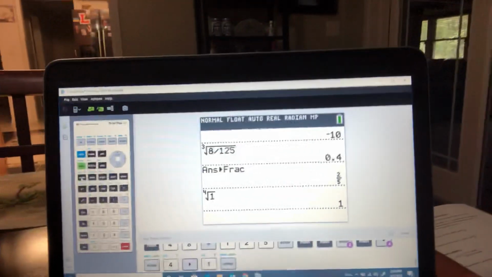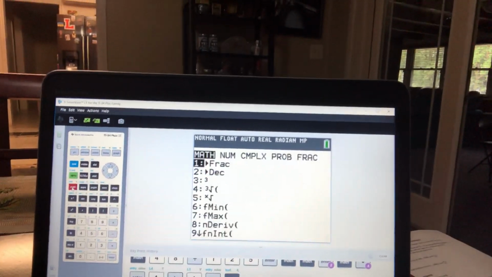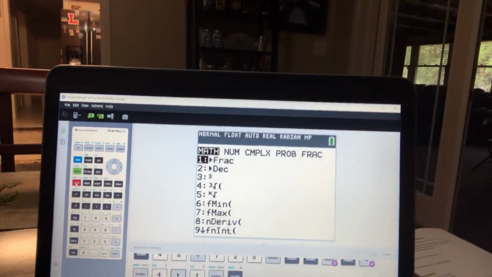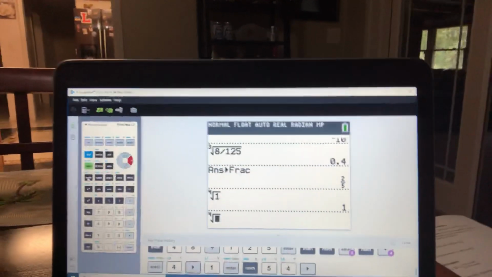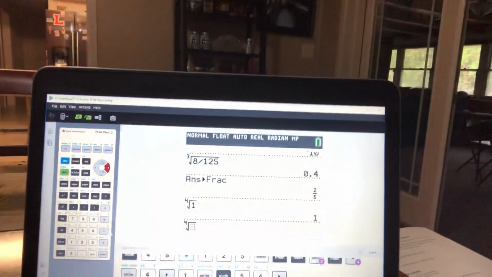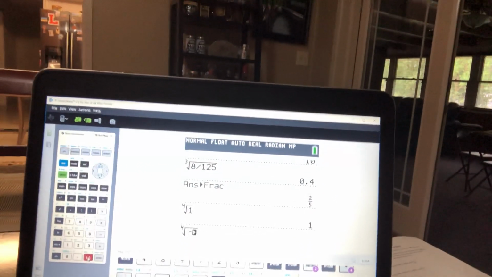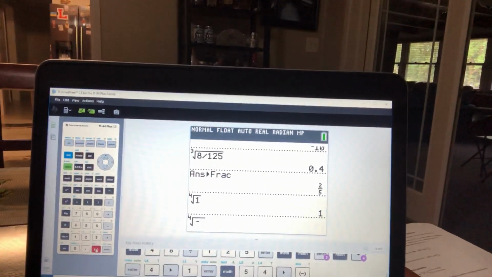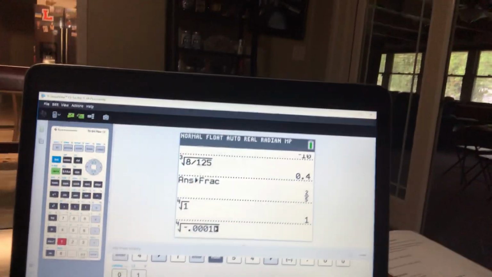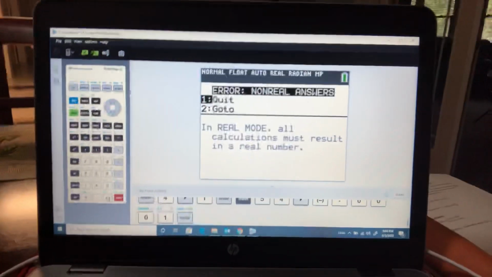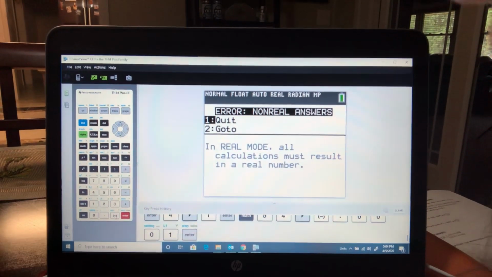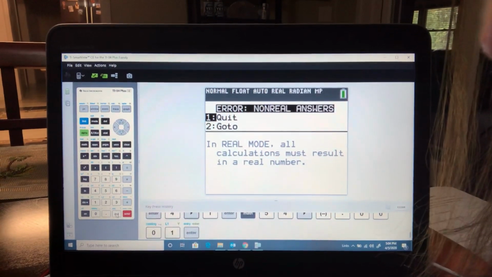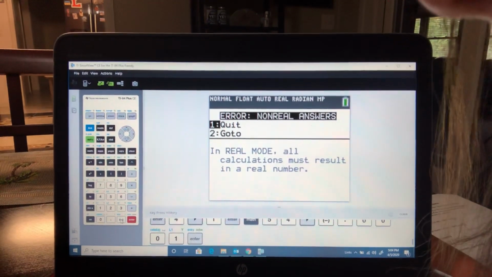Okay, the next one is fourth root again, so go under math, choose number 5, put in the fourth root again, and then the answer is negative 0.0001. Enter. Okay, now this time you're going to see an error message on your calculator. It says error non-real answer. Now the reason for this is because whenever you have an even root, you cannot have a negative number inside of the root. So it will bring up imaginary solutions.